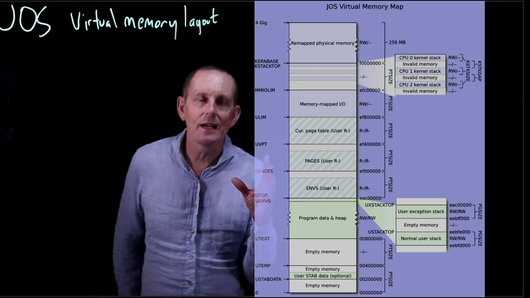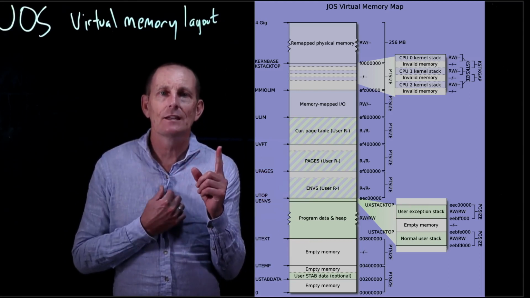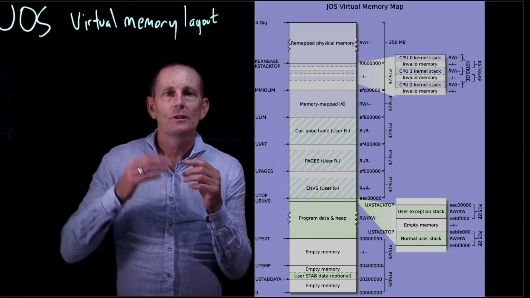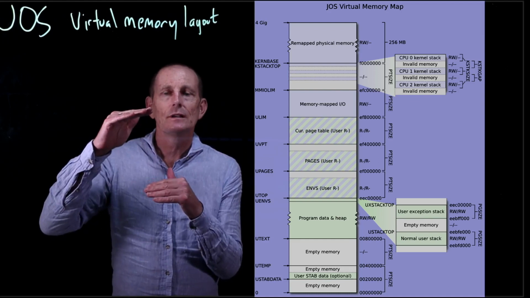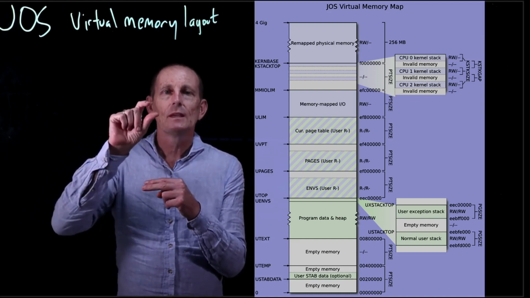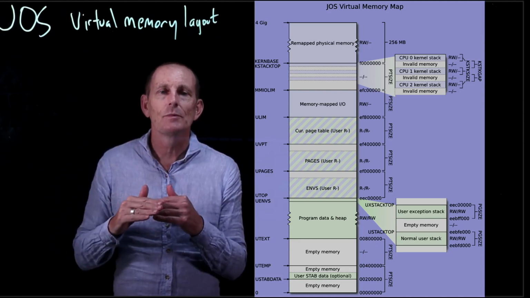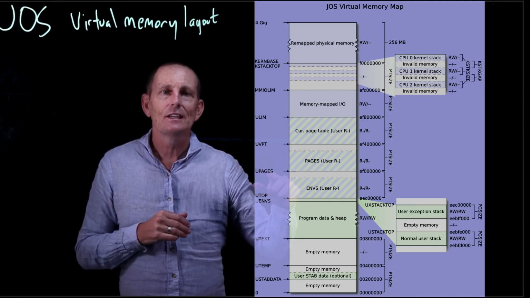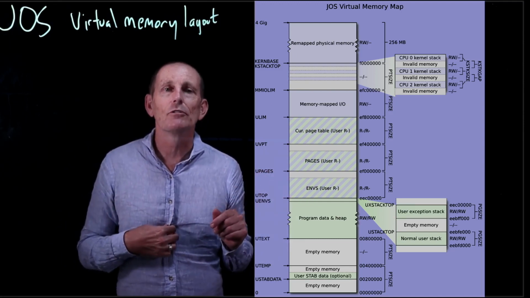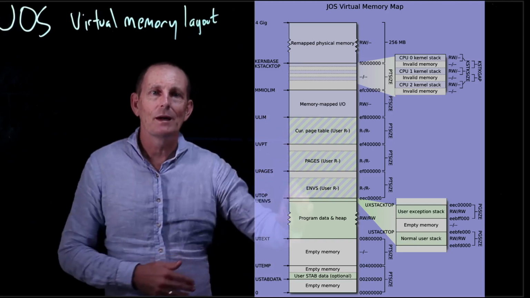The PT size is the amount of memory that one page table can address. So if you think that a page table is a page big, so that's 4096 bytes, each entry is 4 bytes, so that means there are 1,000 entries in a page table. And each page table is responsible for 4K of memory. So the page table size is 4 megabytes.